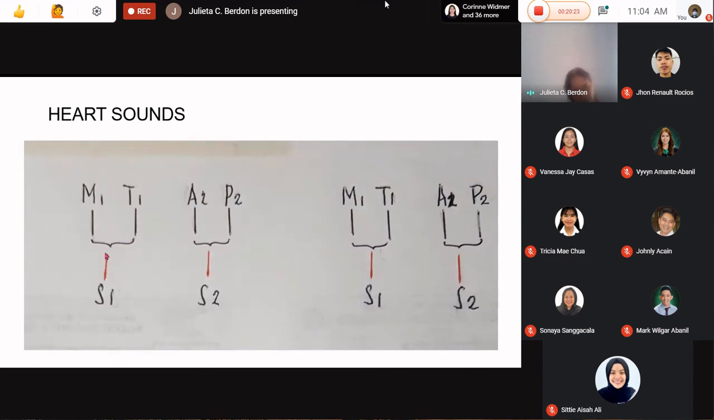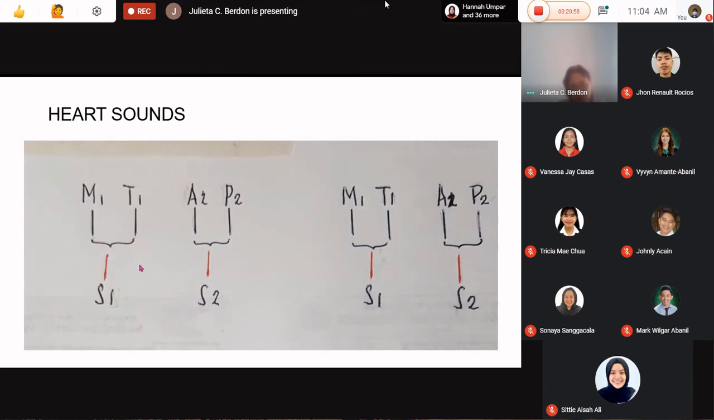Your second heart sound: the aortic closes first, right? So A2 precedes P2. And since the distance between the two sounds is less than 20 milliseconds, you hear it as one sound. Okay. And then, lub-dup, lub-dup. You hear it like that.